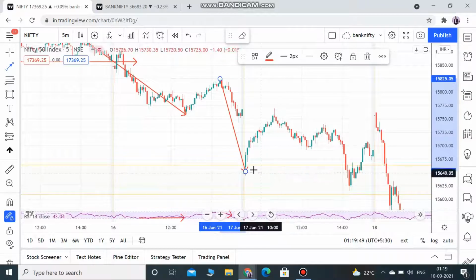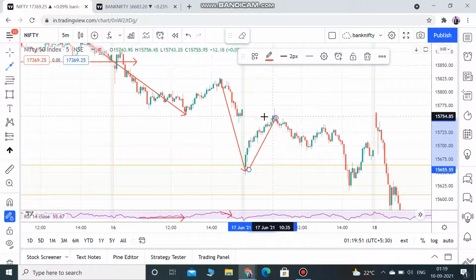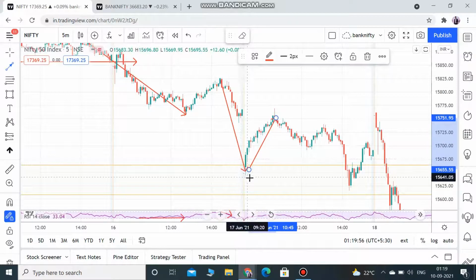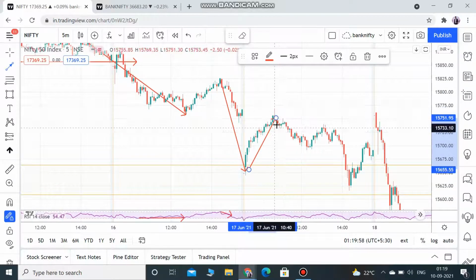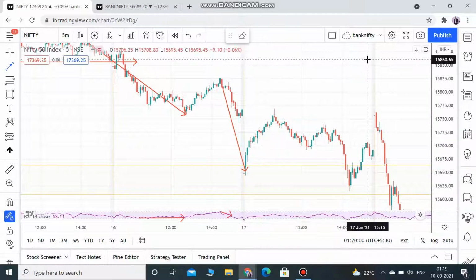When do you see the market coming back? You see the market coming back when people have profited from the short trade, and then they have started buying again, because they feel that it is no longer going to go below.